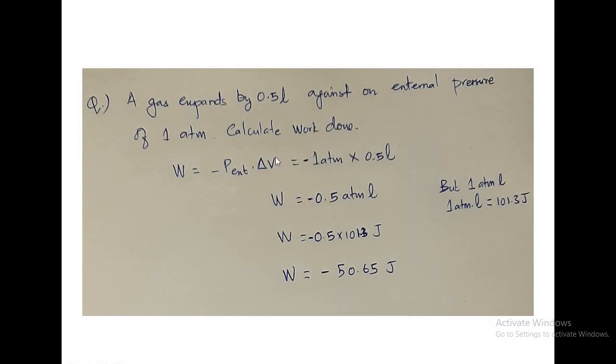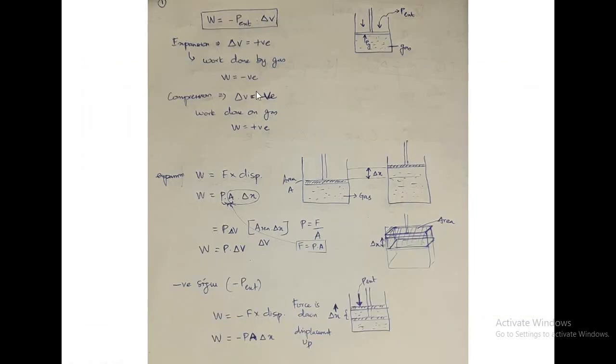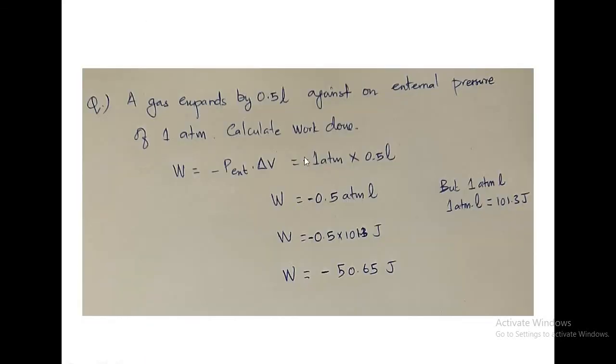Expansion means the change in volume will be positive and work done will be negative, right? Negative pressure into 0.5 liter. So it is 0.5 atmospheric liter, right? 1 atmospheric liter is equal to 101.3 joule, right? So convert it, work done is equal to minus 50.65 joule, right?